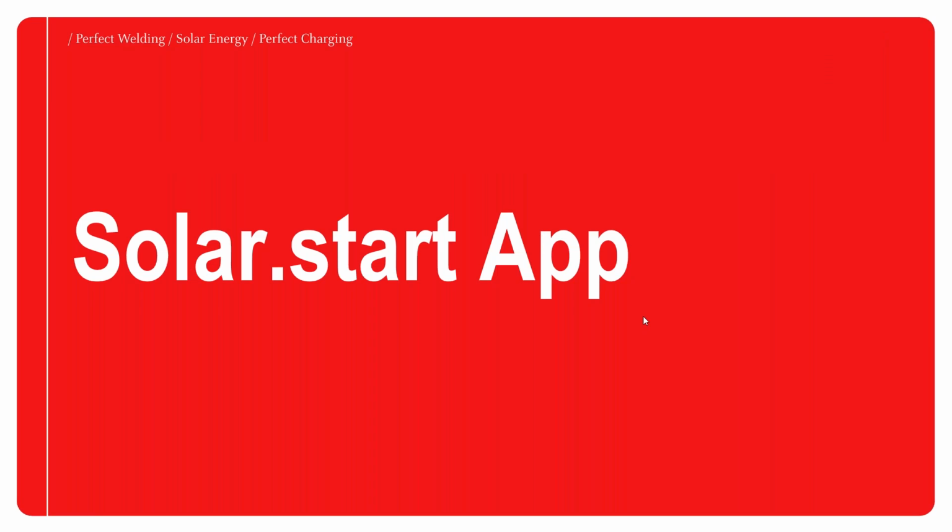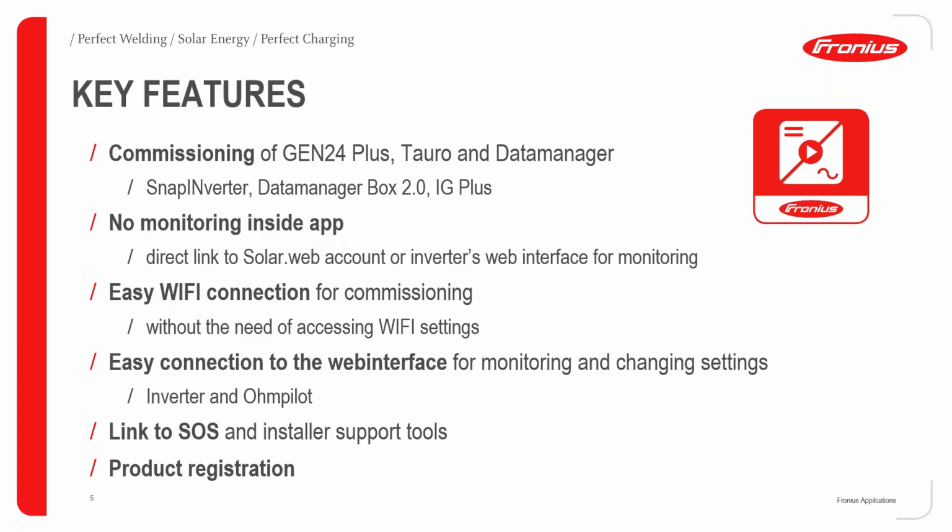To start with, the Solar.START app. What are the key features? The main function of this app is commissioning of a Gen 24 Plus or Tauro inverter or a data manager from a SNAPINVERTER. If you know the Gen 24 Plus or Tauro inverter, there is no display. So for monitoring, commissioning, and also product setup like country setup, you have to rely on this app for Gen 24 and Tauro.